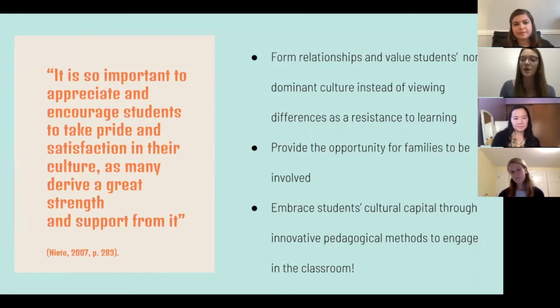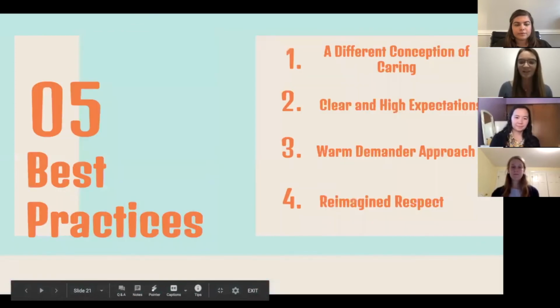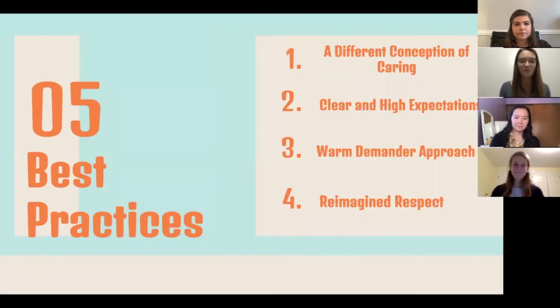Also, we want to provide the opportunity for families to be involved. So whenever possible, lean into those relationships. Have the families represent the cultures that you are teaching about or utilizing in your classroom. Also, we want to embrace students' cultural capital through innovative classroom methods so that we can keep things engaging and relevant to student learning. Now we are going to look at how we can implement what we've been learning through best practices within classroom management.